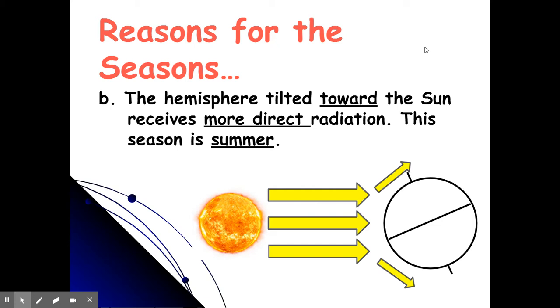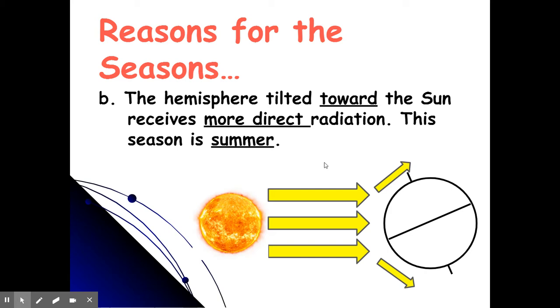So again, just to focus, the hemisphere tilted towards the sun is going to receive more direct radiation. This season is summer. So in any model that you see, and I'll show you a couple of different models in the video, if one of the hemispheres, either the northern or the southern hemisphere, is tilted toward the sun, the season on that hemisphere is summer. The season on the hemisphere tilted away from the sun is going to be winter.